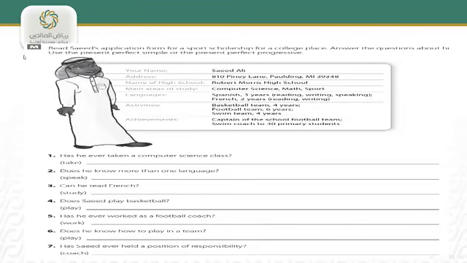Now, let's move to the questions. First one: has he ever taken a computer science class? And we have the verb take. So the answer will go like this: yes, he has taken a computer science class. Has plus the past participle of take, taken.